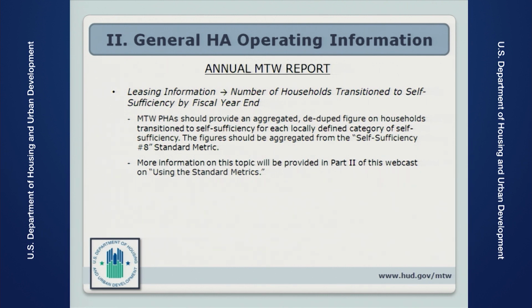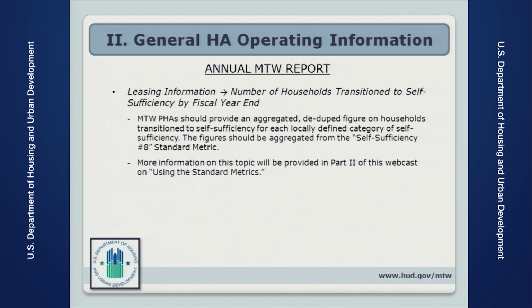Next in leasing is the number of households transitioned to self-sufficiency by the fiscal year end. We'll talk a little bit more about this tomorrow in the standard metrics section. But here agencies will provide an aggregated, deduped figure on the households transitioned to self-sufficiency according to each locally defined category of self-sufficiency. The metric for this is self-sufficiency number 8 in the standard metrics table. So for each self-sufficiency activity, self-sufficiency number 8 will be cited as a standard metric, and then all of those numbers would roll up to this section.